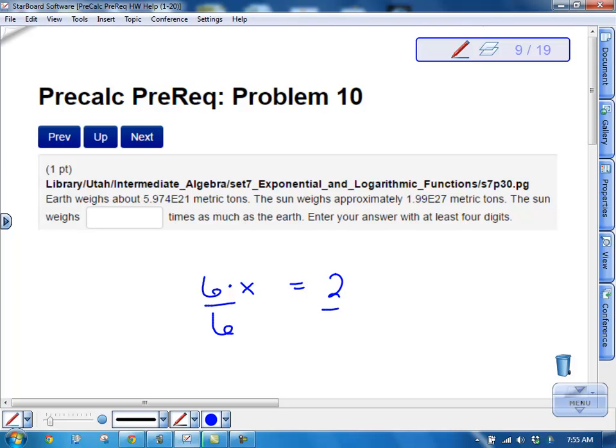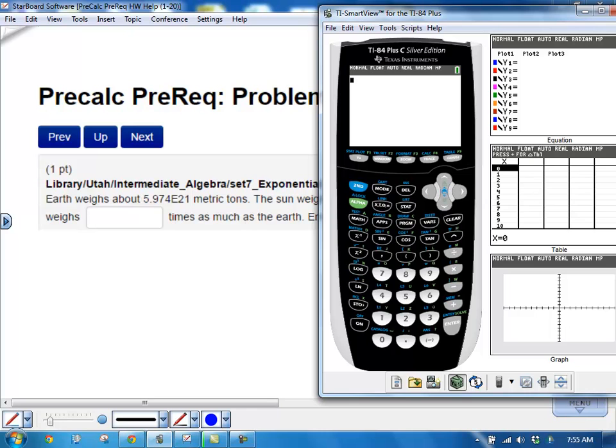So basically all I need to do is take the mass of the Sun and divide it by the mass of the Earth in order to find that multiplication. So let's take the mass of the Sun divided by the mass of the Earth. So in our calculators, that's 1.99 times 10 to the 27. And we're going to divide that by 5.974 times 10 to the 21st. And that'll give us our answer of 333,110.